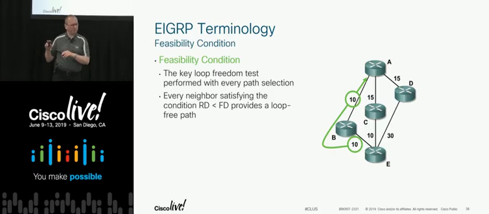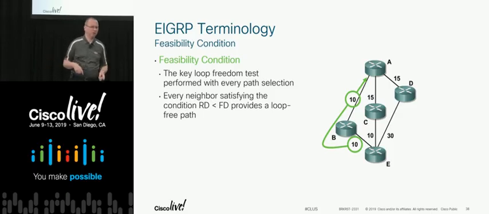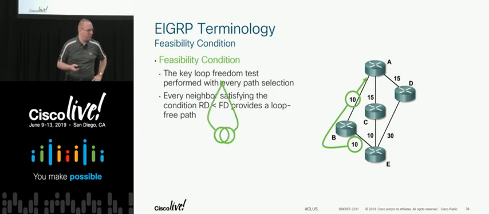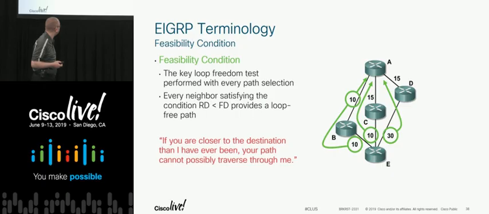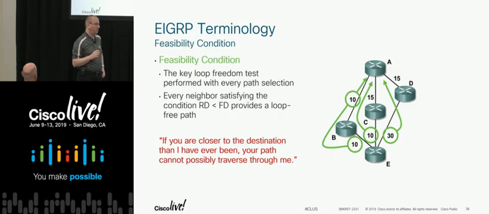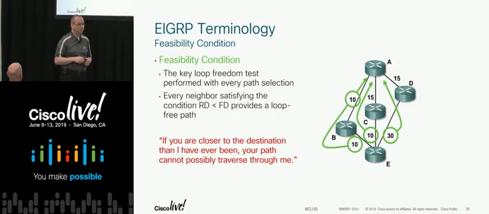And you know the formal definition, that if my neighbor's reported distance is smaller than my feasible distance... to me, it doesn't mean anything. I cannot actually visualize this. So let's put it in nicer words, right? If you are closer to the destination than I have ever been, you cannot form a routing loop through me. This is really what the feasibility condition tells you.